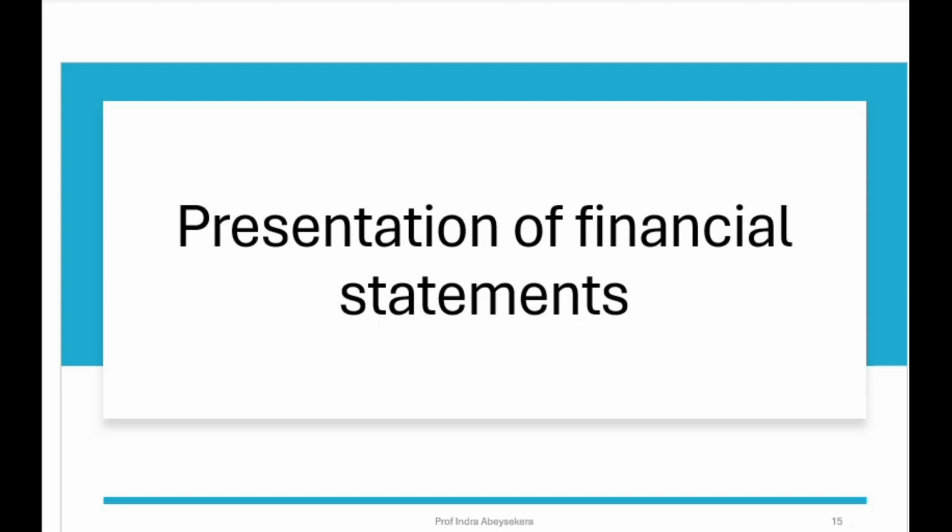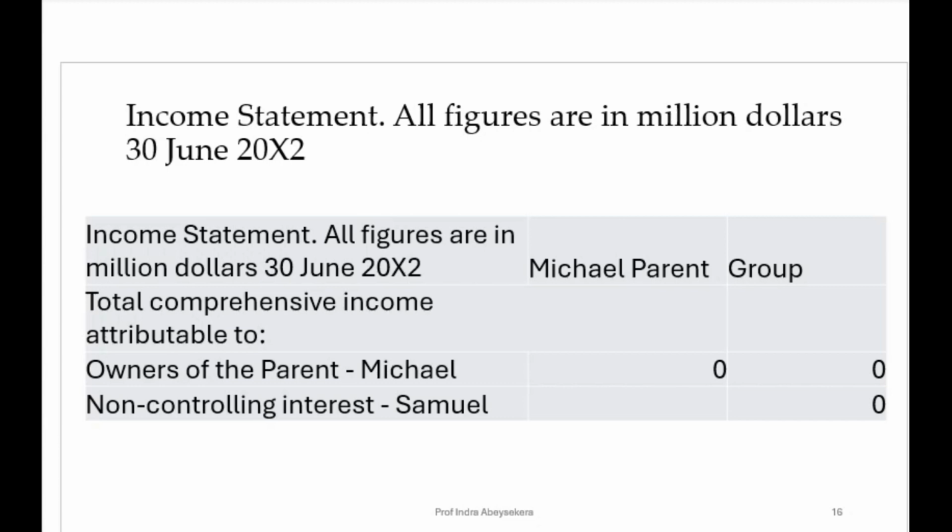So let's look at the presentation of financial statements. We present in financial statements the parent financial statement, and along with that the group financial statement. The reason for presenting them is the parent is controlling the group, the other members in the group. So the parent is taking the initiative and is responsible to prepare group financial statements. So therefore the parent financial statements are shown and the group financial statement. In the parent financial statement, there's no non-controlling interest.